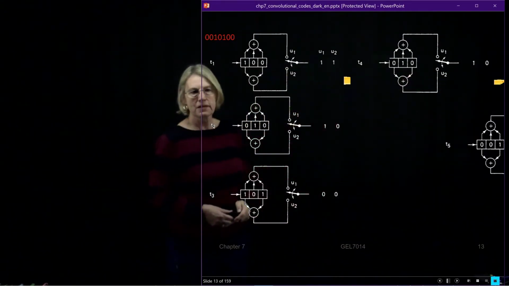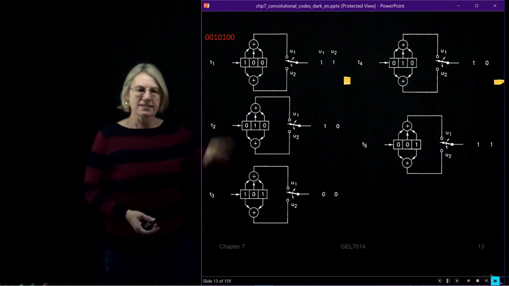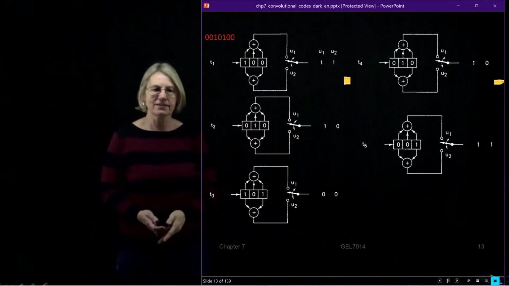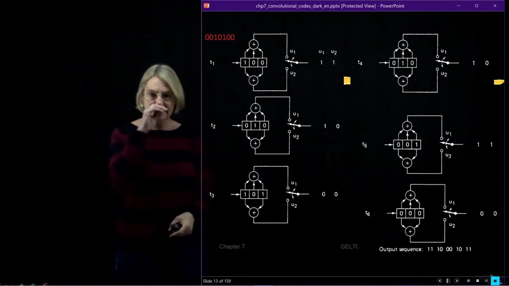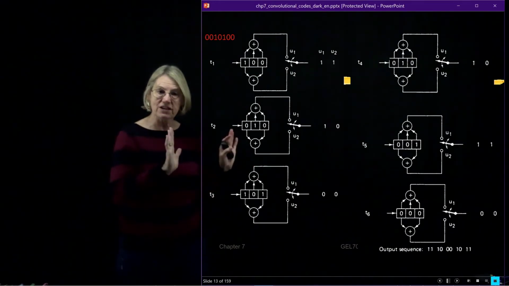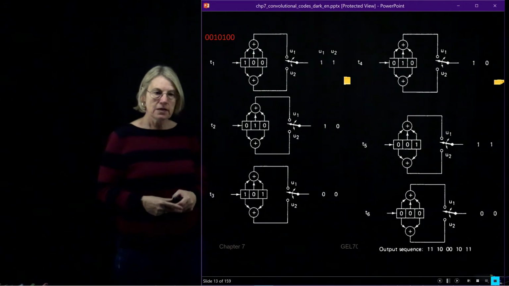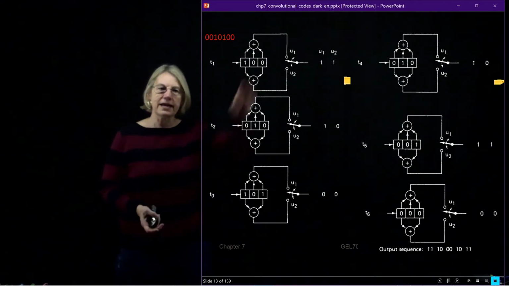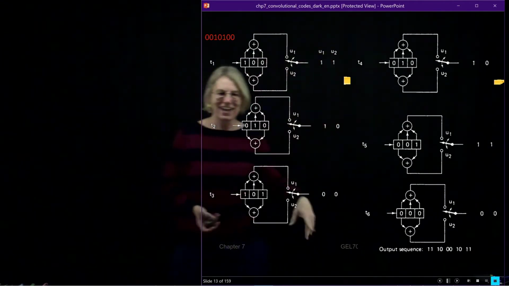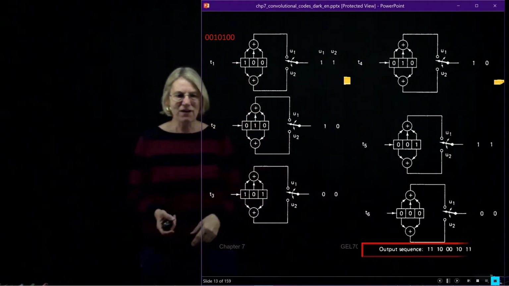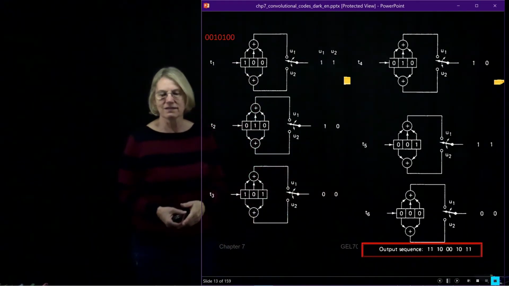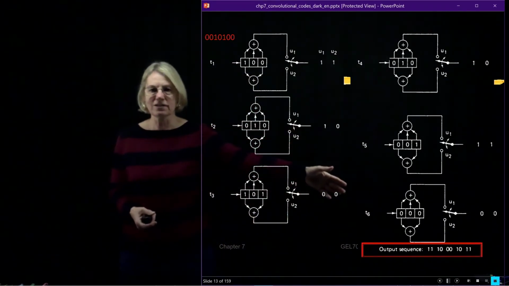So I keep doing this, keep shifting to the right, until I have completely flushed everything out, and there's only zeros left at the end. Then I start picking out the outputs and line them up, and here I see the output sequence. And this is my encoded sequence.